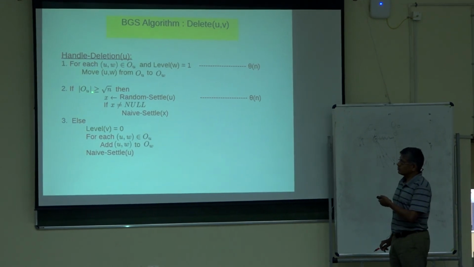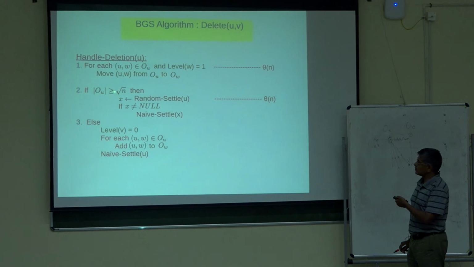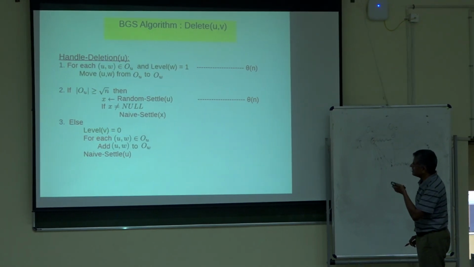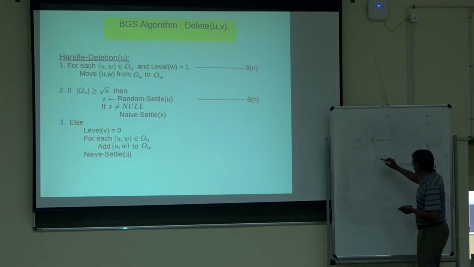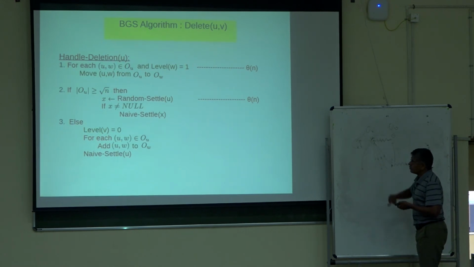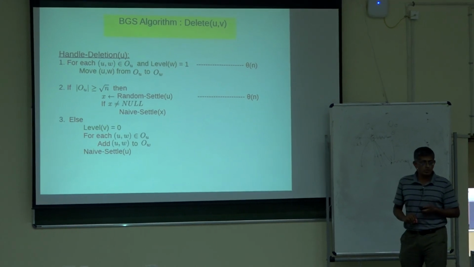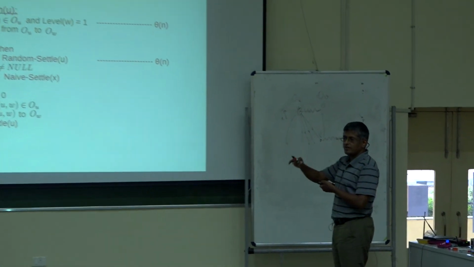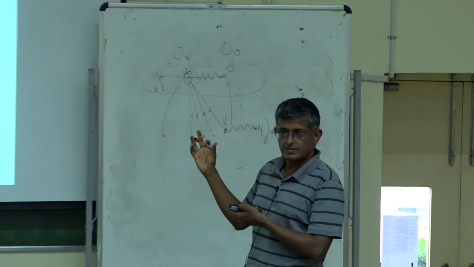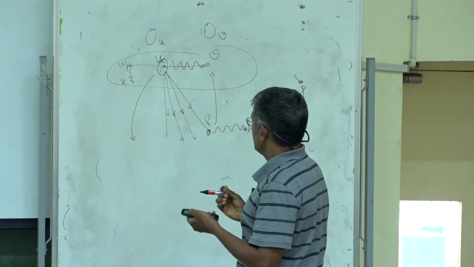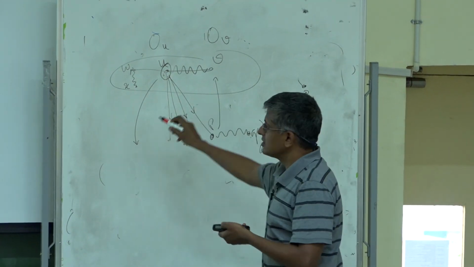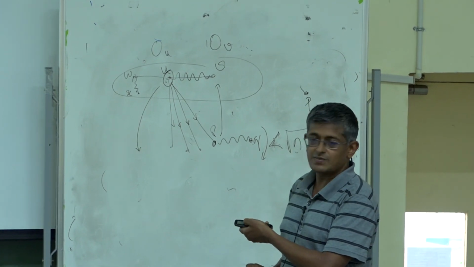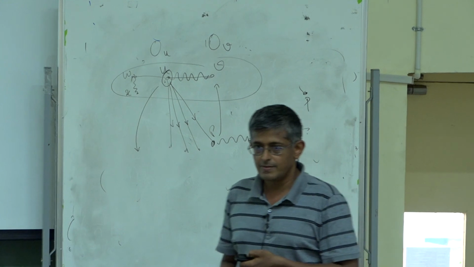Otherwise, what happens is that you basically have an ownership list which is smaller than root n. Again, I think there is a small typo here. So you basically fall down to level 0 first, because its ownership is small. Then it takes the ownership of everybody else that it was not owning earlier. And then it basically searches for a free neighbor in its ownership list, and gets matched to it. Otherwise, it remains free.